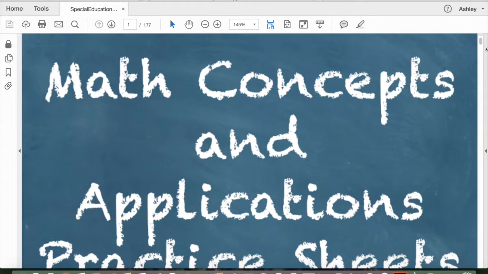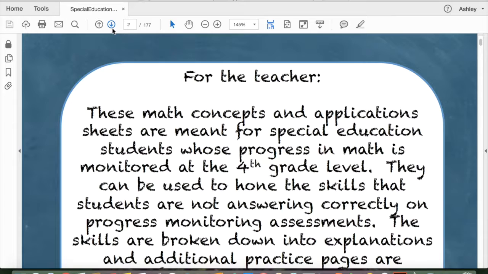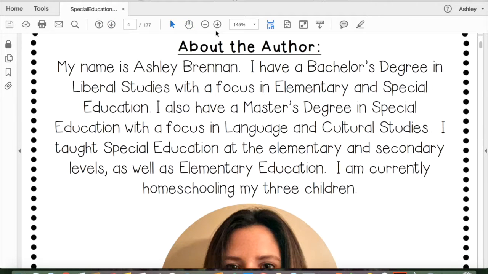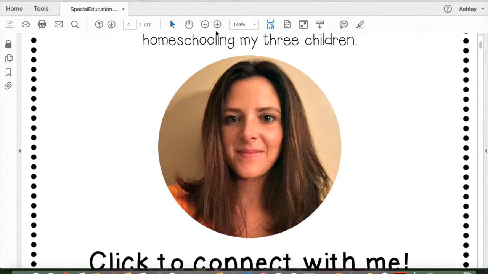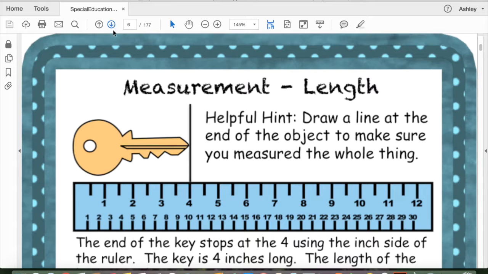Alright, so here's the cover. This one's a 177 page download. I'm going to page down. We got a section for the teacher. Again, these practice sheets are to fill in the gaps of where your kids are not doing well on their progress monitoring assessments if they're monitored at the 4th grade level. Terms of use, about me. There I am. We won't show you a picture of me right now because it's late. And digital design credits and everything else.